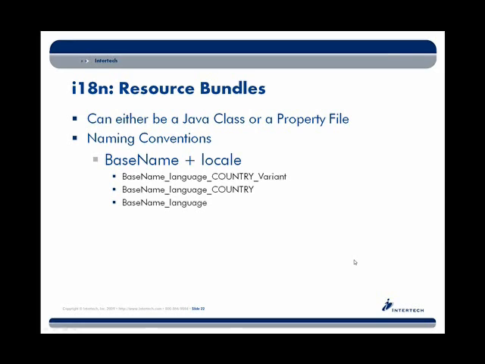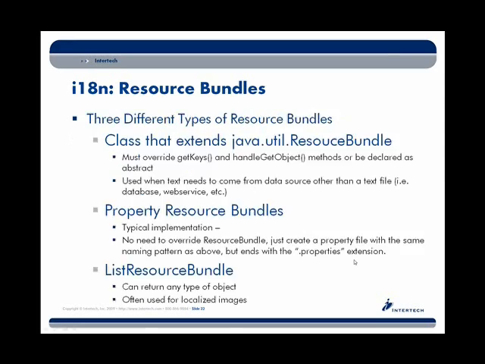After you have the base name, you add some locale information, and it can be any of the three variations that we saw earlier. It could just be the language, it could be the language and the country, or language, country, and variant. The delimiter here between the base name and the different properties of a locale is the underscore character.